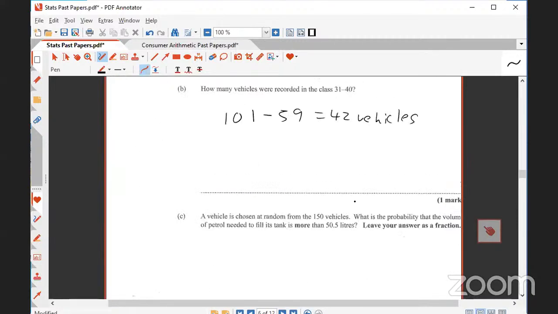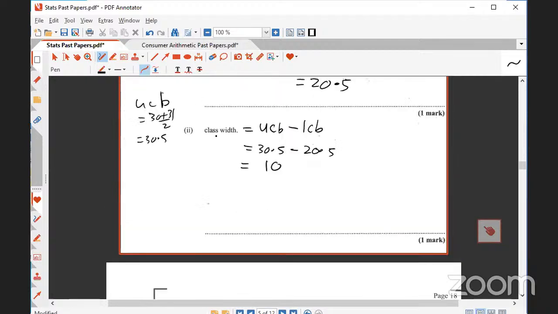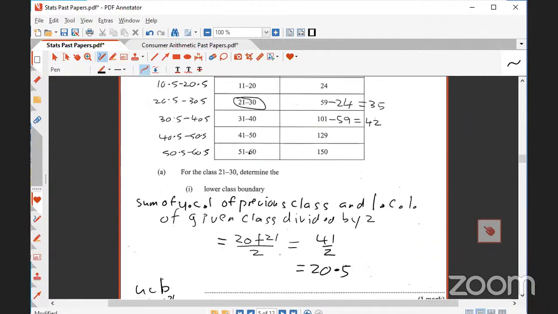Remember the question is asking what is the probability that the volume of petrol needed to fill its tank is more than 50.5 liters. Using that information, let's see if you can figure it out, using your table and those class boundaries. A minute or so.